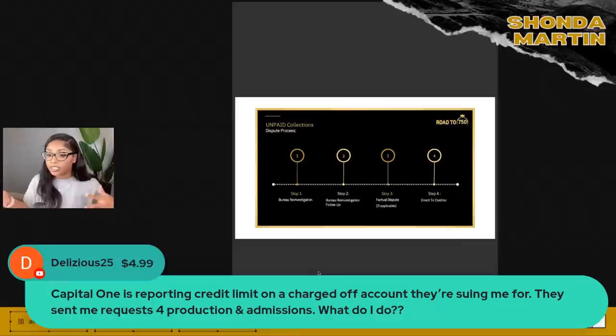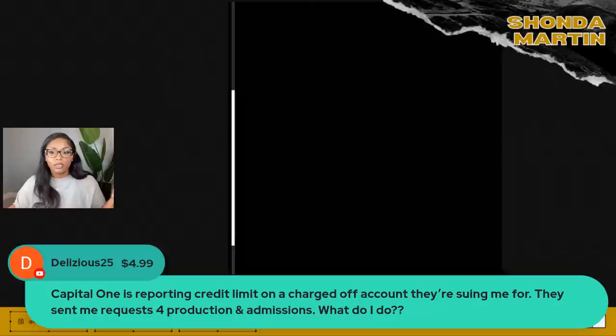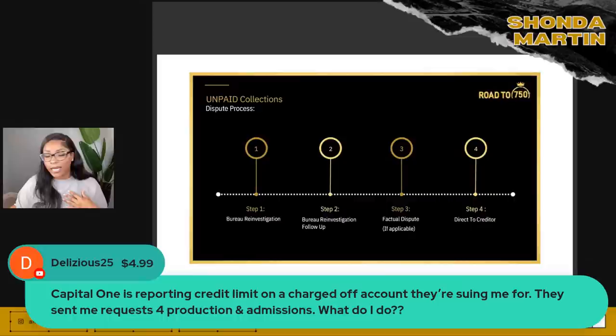I always tell people that the round one letter is typically not going to result in a deletion. That's not even what you send it for. Even if you have the DIY kit, the letter before the DIY kit literally says, when you send this letter, don't expect the deletion, because this letter is not even challenging anything.